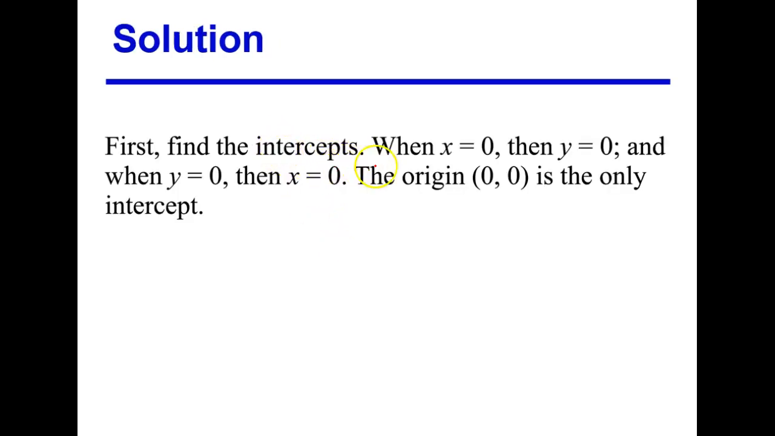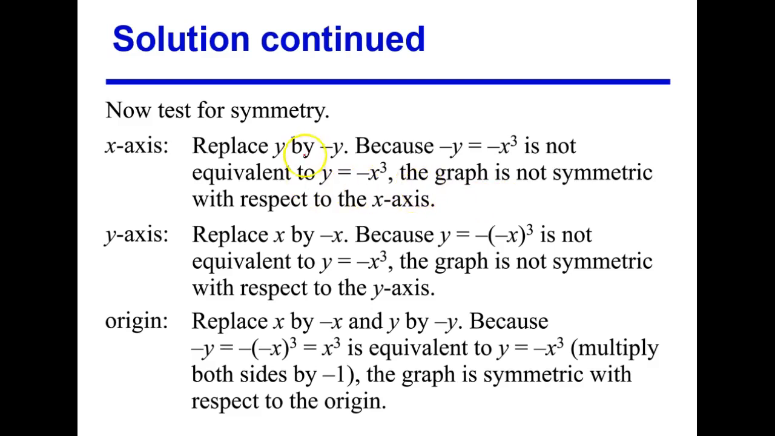So first I find my intercepts. I plug in x equals 0 and solve, and I plug in y equals 0 and solve. I find out I only have one intercept, which is the origin. Now I can test for symmetry.